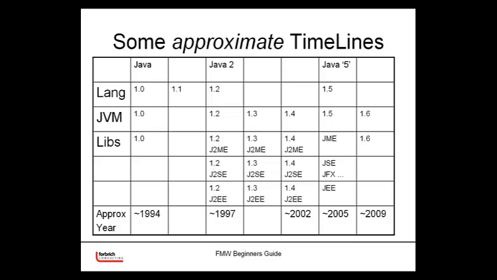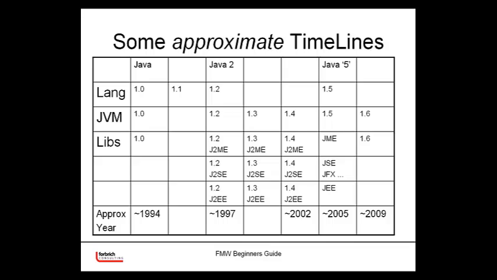A little while later, some more changes. We went to 1.3 for the libraries, 1.4 for the libraries, and then we changed the language again. We added annotations, we added things like enums, new structures, quite a few significant changes. And we called that the new Java.